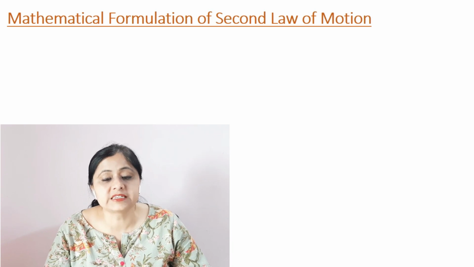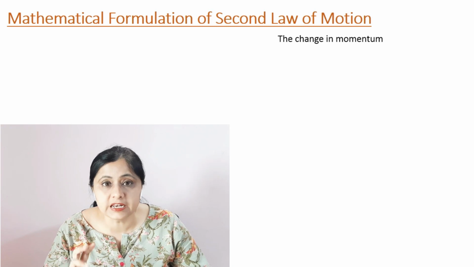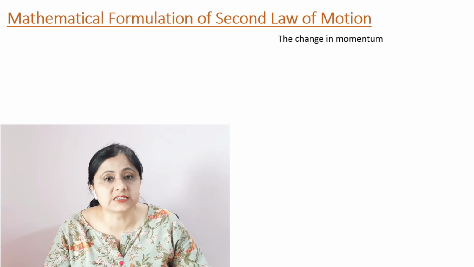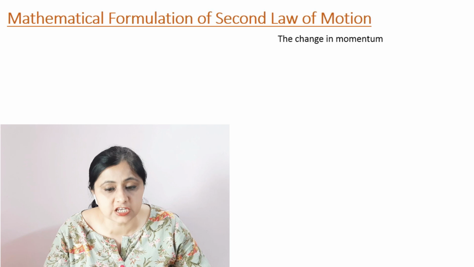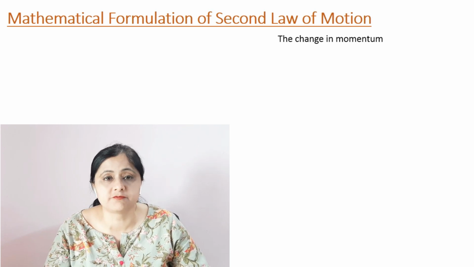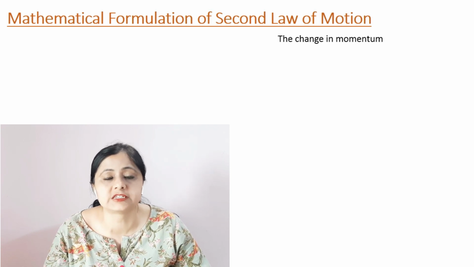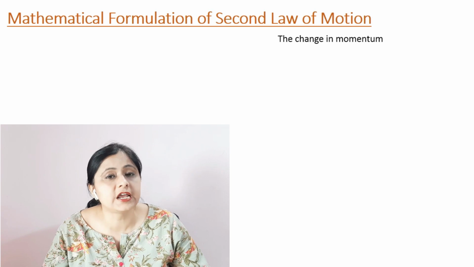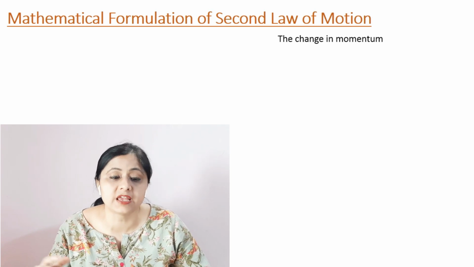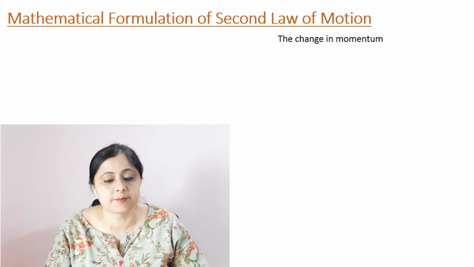So what is the second law of motion? We will derive this formula in three steps. In the first step, we will derive the formula of change of momentum. In the second step, rate of change of momentum. And in the third step, we will derive the formula that force is directly proportional to rate of change of momentum. Like we have studied in the definition of Newton's second law of motion, in the same manner, we are explaining it step by step.